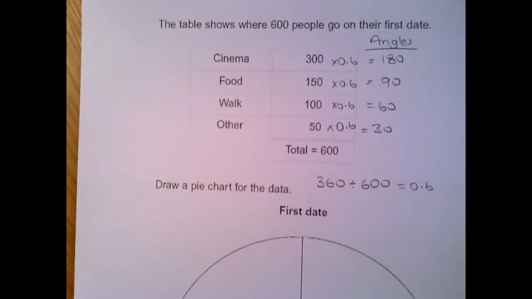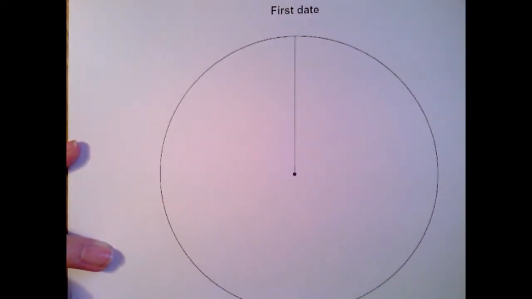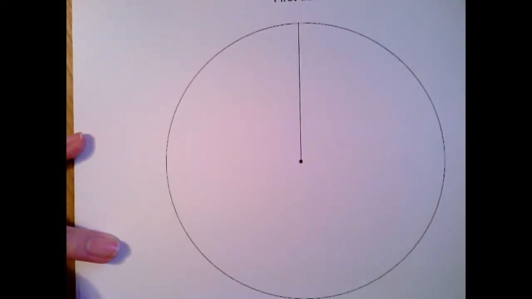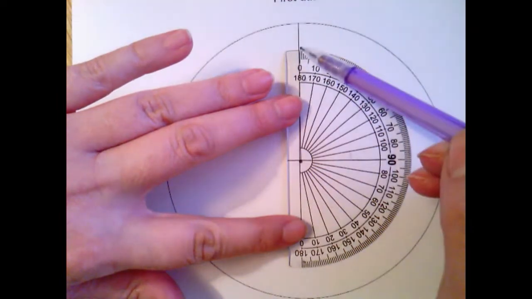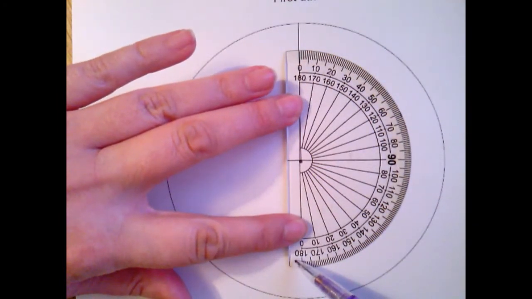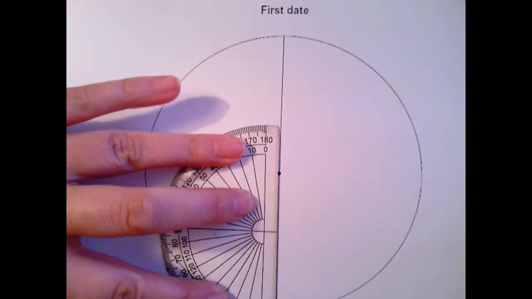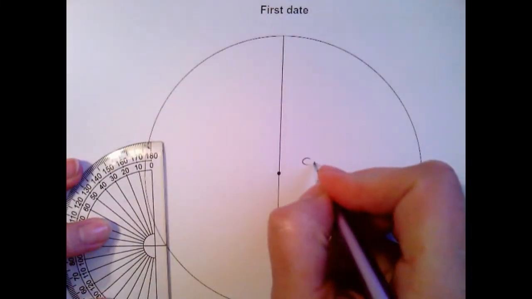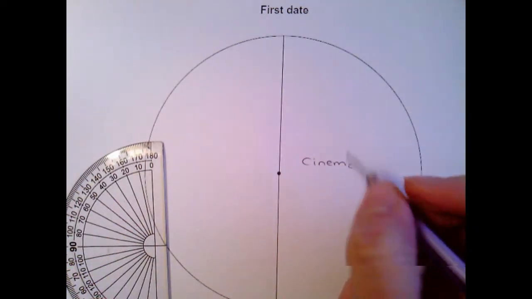Okay, so now we're ready to draw the pie chart. So the first one has to be an angle of 180, so that should be easy enough to do even without the protractor. You would just do a straight line from the top to the bottom, but measured anyway, so from 0 round to 180, yep. So go like that, and label that cinema, so half of the people would go to the cinema.